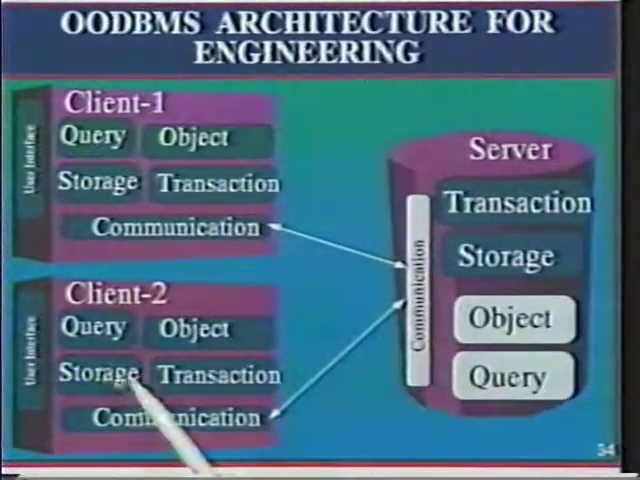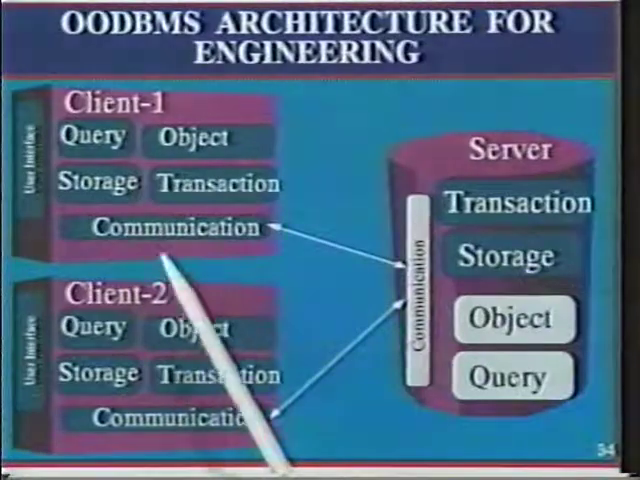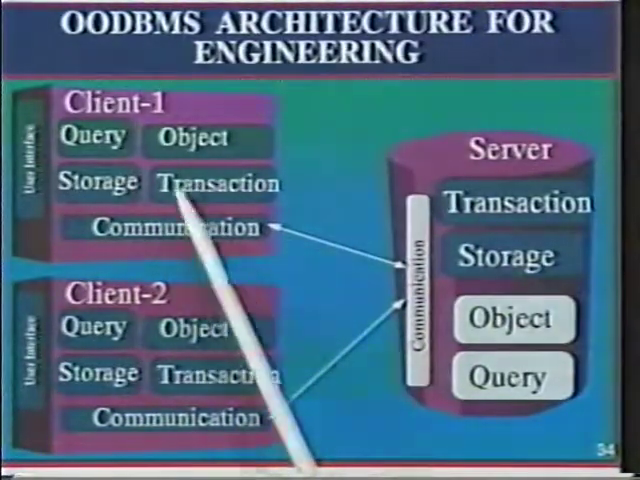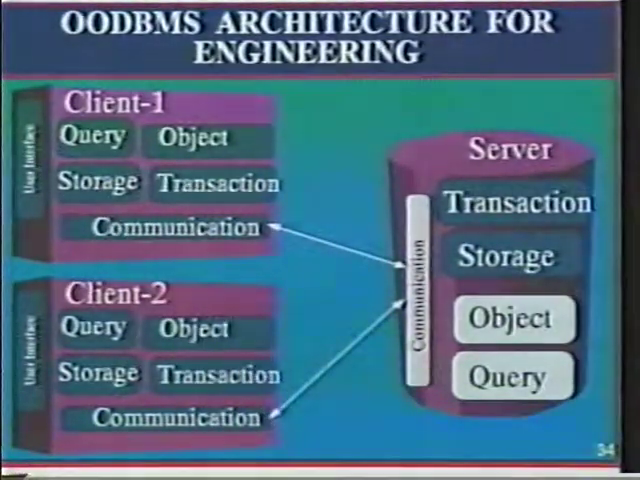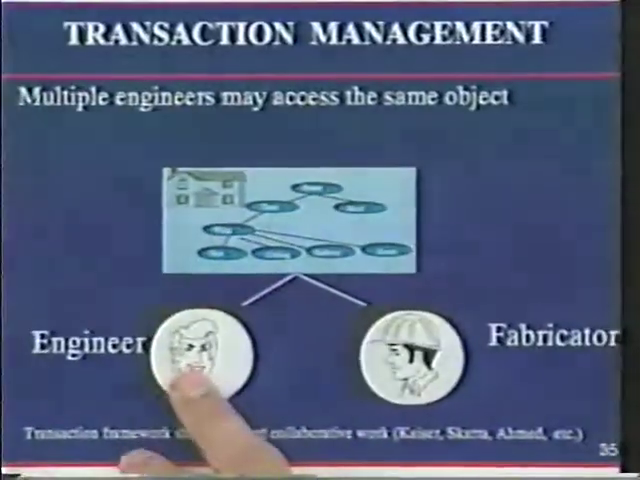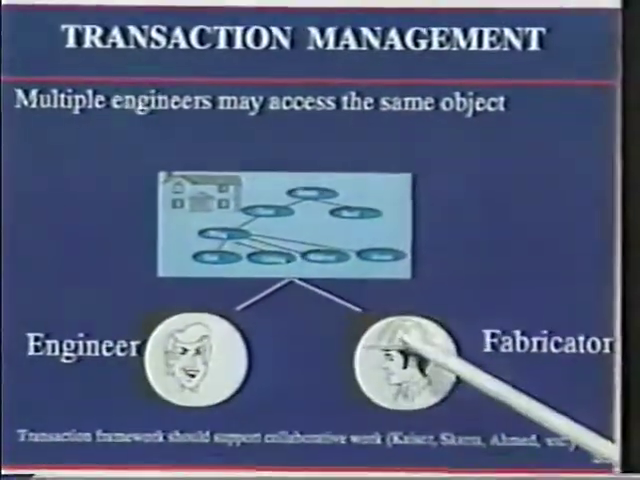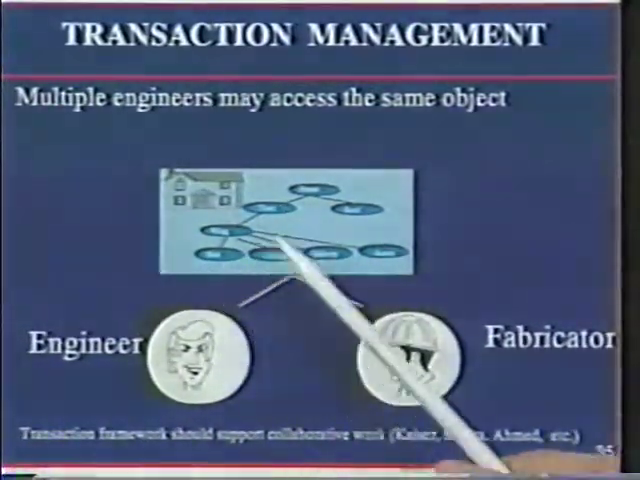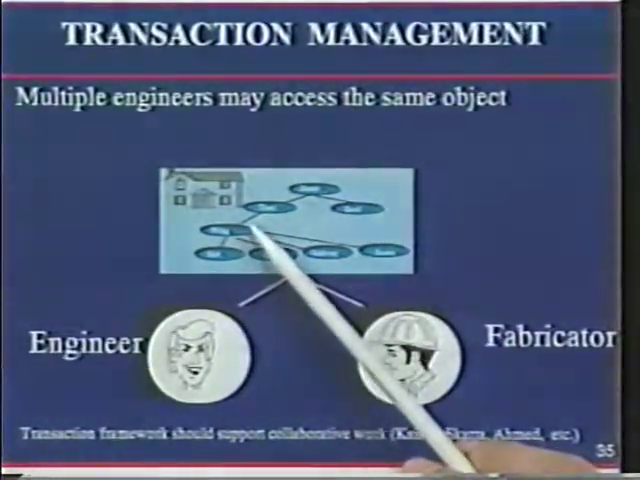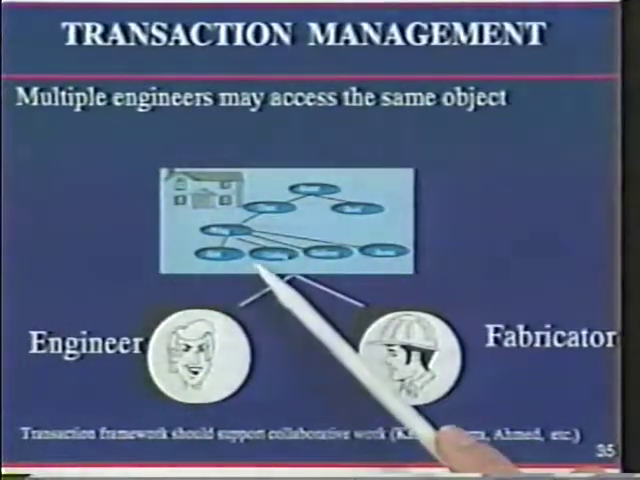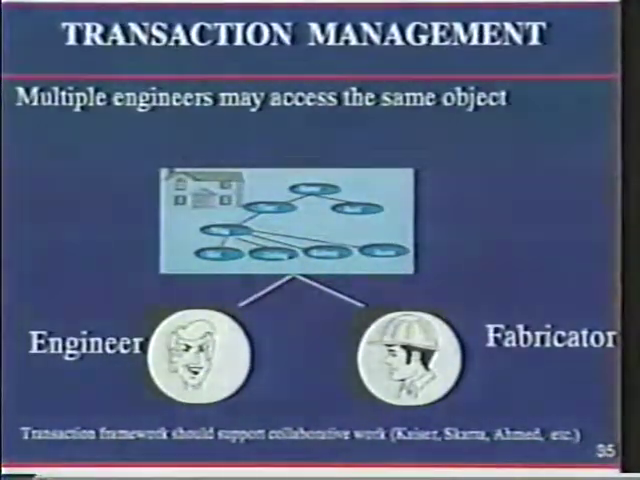What I'm going to do now is to take a couple of these things and give you some examples of the transaction system and the storage system. Let's look at the transaction system. As we have seen, multiple engineers can access the same objects in the database. Now, one of the major differences between financial systems and engineering systems is the following. In financial transactions, we enforce the ACID notion, that is, the transactions are atomic, consistent, isolated, and durable.